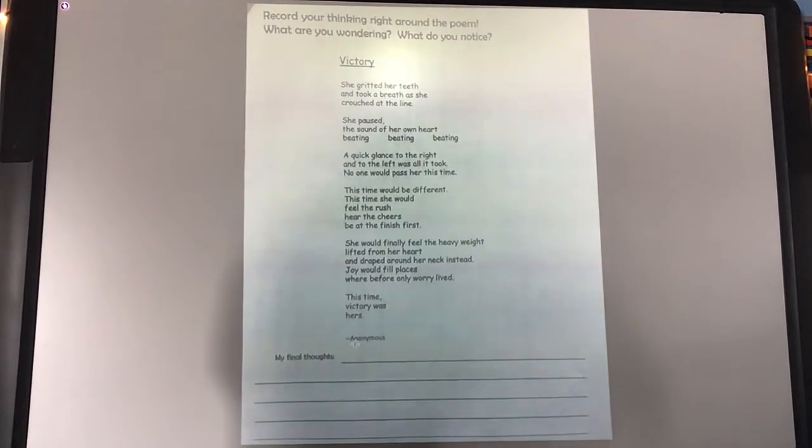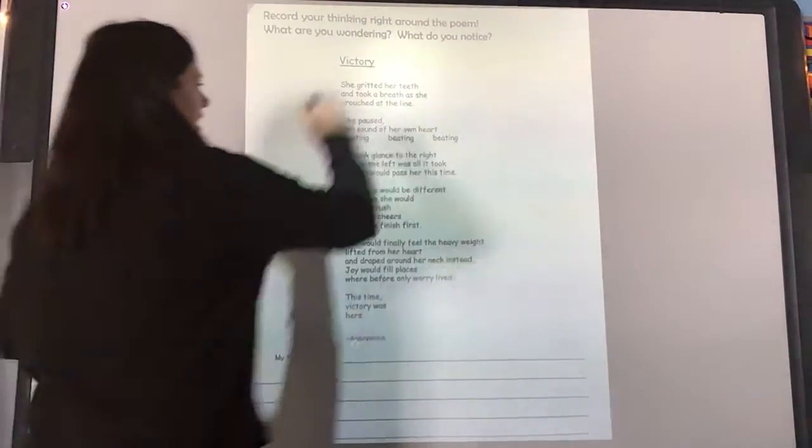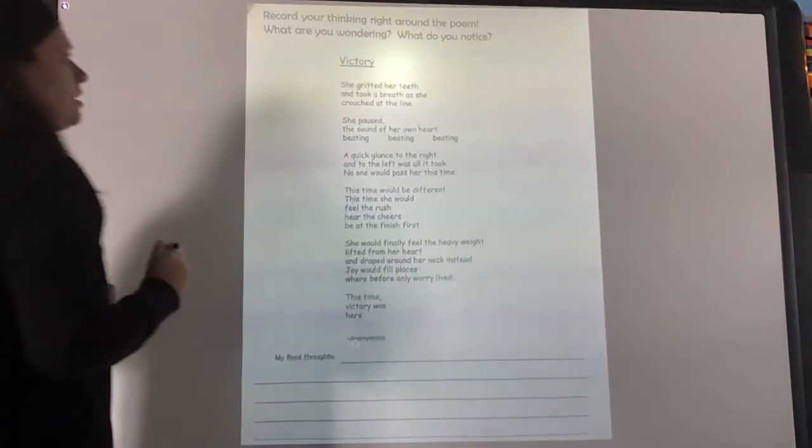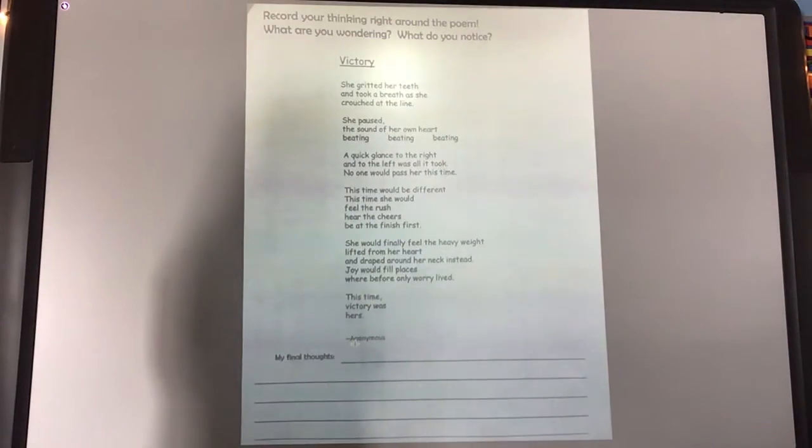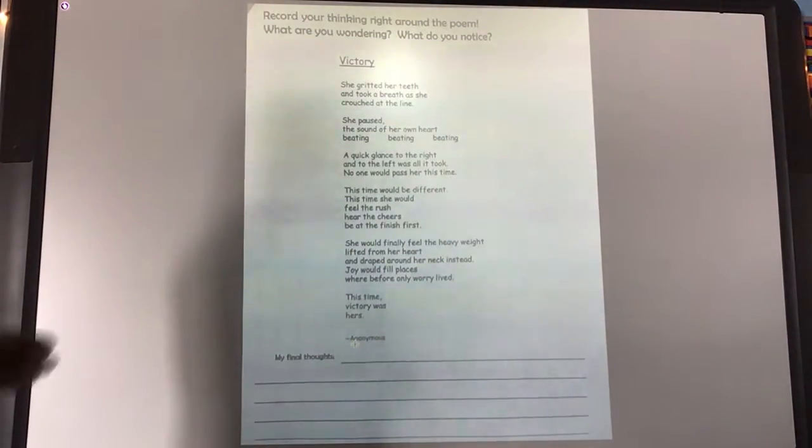And what you're writing down anywhere in this space on the sides is going to be, what are you thinking? What does it make you think about as you're reading it? What are you wondering about? What are you questioning? Is there something that you have a connection with that you read? Okay? Anything that's going on in your brain as you're reading this is what I want you to write down.